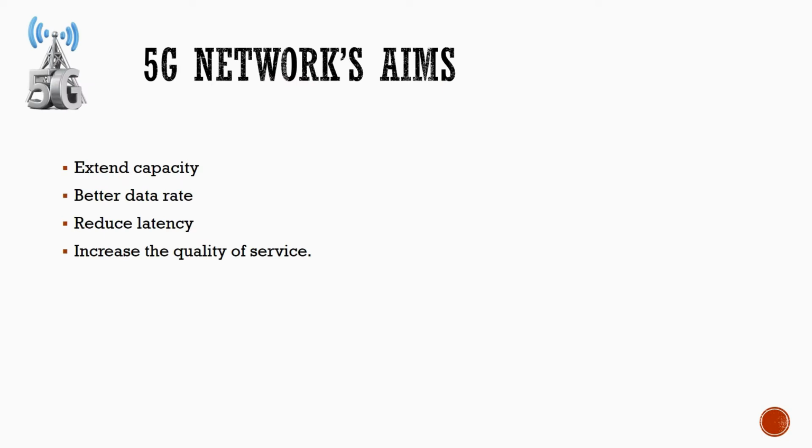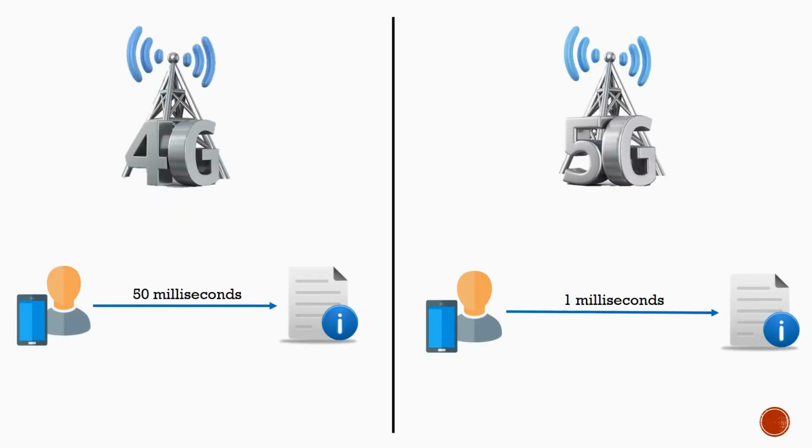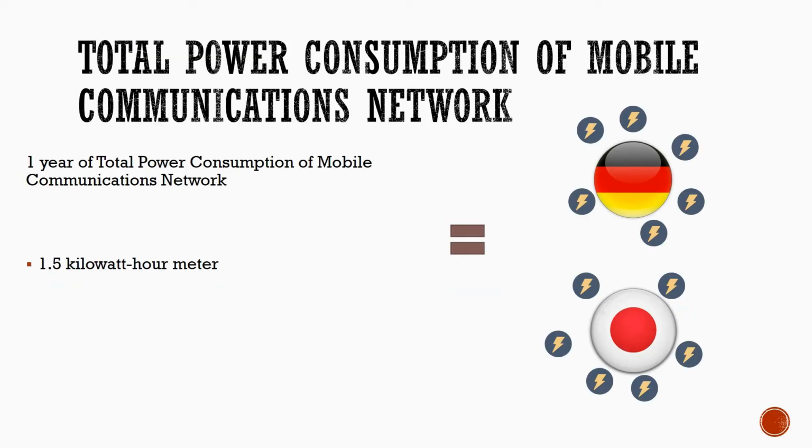Currently, the image of 5G networks is aiming to extend capacity, better data rate, reduce latency, and increase the quality of service. In the 4G network, it needs 50 milliseconds to connect to the information, but for 5G network, it just costs 1 millisecond. However, the total power consumption of mobile communication network in the global is quite amazing.